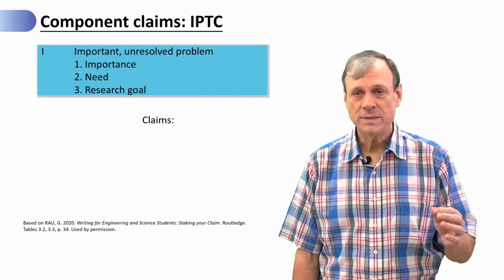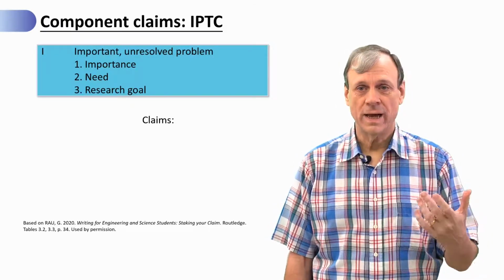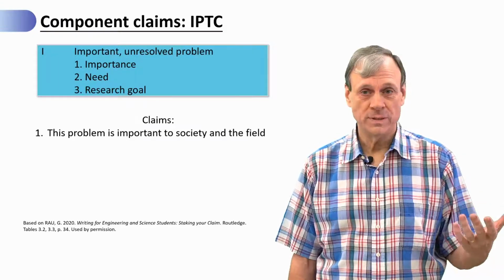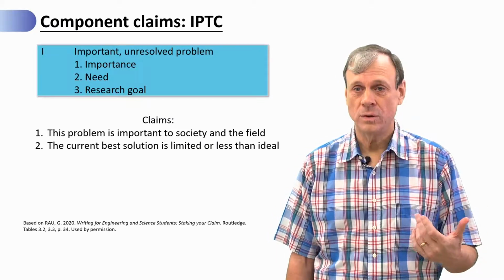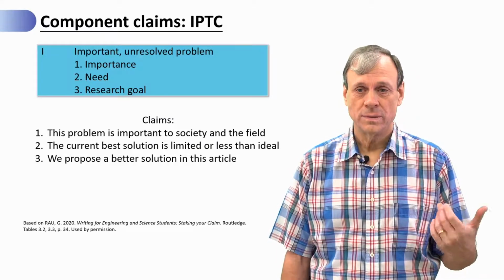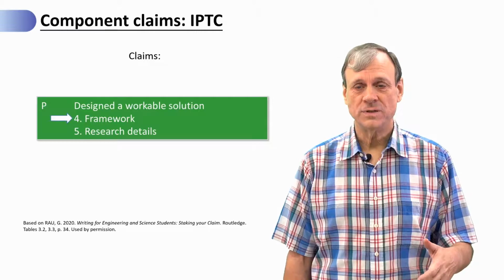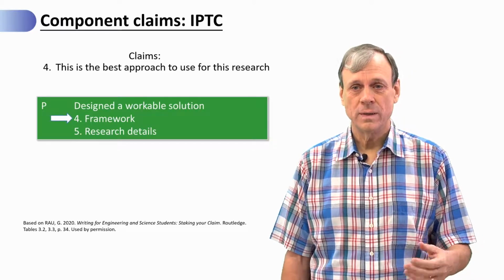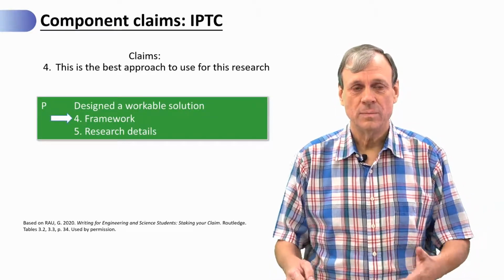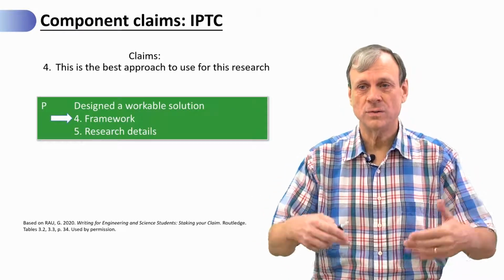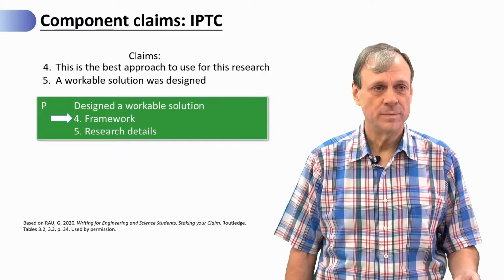Okay. In IPTC, the first claim is that you have an important unresolved problem. And so it looks at the importance, that this problem is important to society and the field, the need that the current best solution is limited or less than ideal, and the research goal that you propose a better solution in this article. Then, in the process division, the process begins with the framework that claims that this is the best approach to use in this research, because my research is built on this, and so the two are very closely connected. And then that a workable solution was designed.